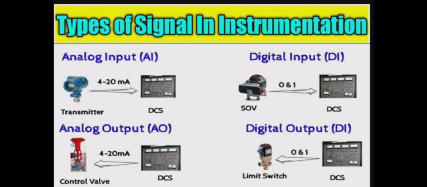DO is like the contact of a relay. When the programmed conditions are satisfied, the contacts are closed. DO can be used to operate solenoid valves, relays, indicating lamps, or commands to any other devices. These are the devices used for digital output as well. Now, what is analog input? That is AI.